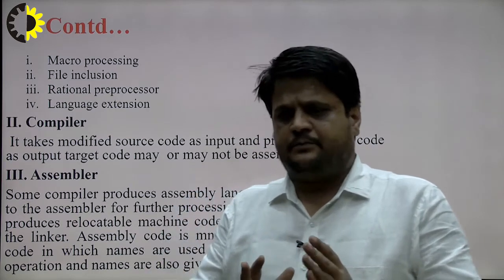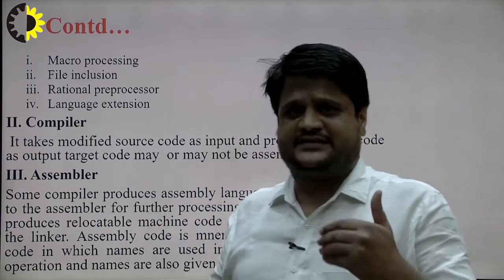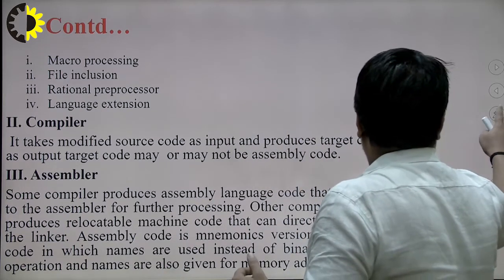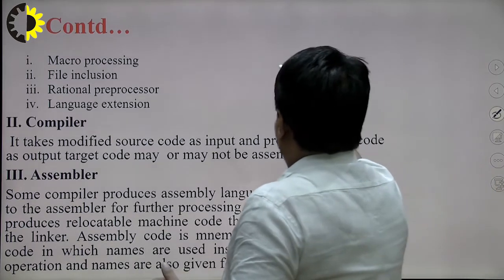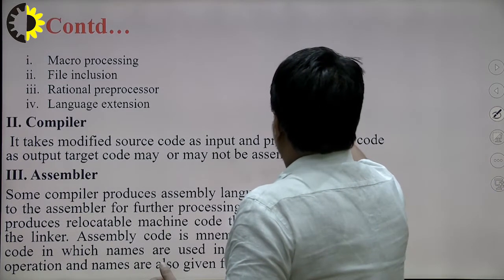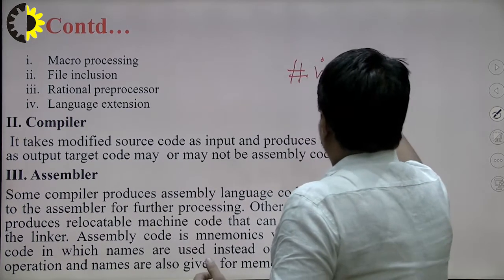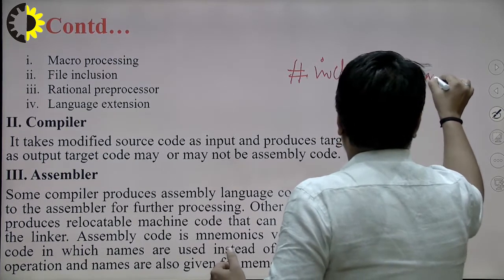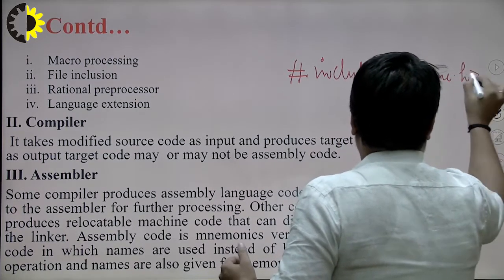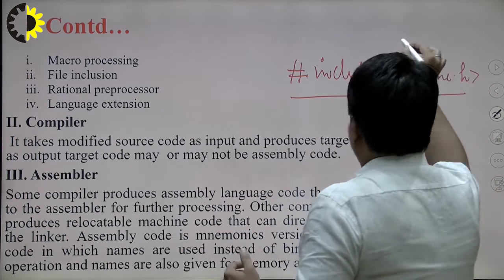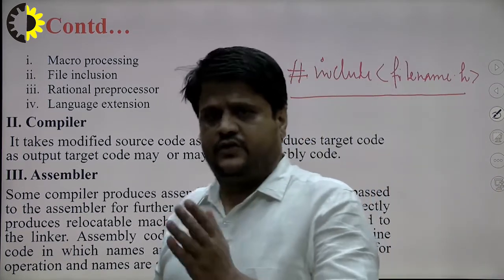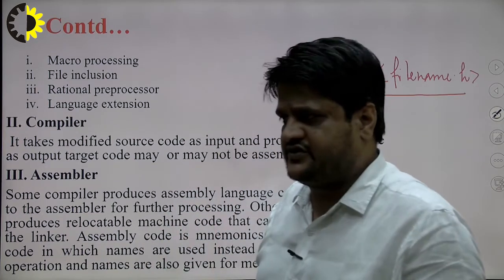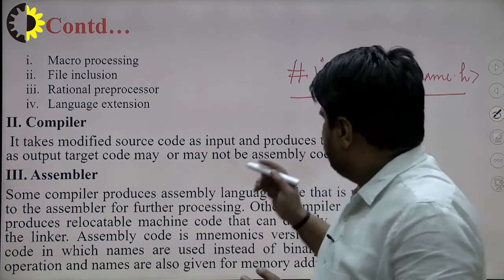So file inclusion means whenever we write a simple C program, we write include, after that the file name .h, right? You can think of stdio.h, conio.h. So what is the meaning of that?